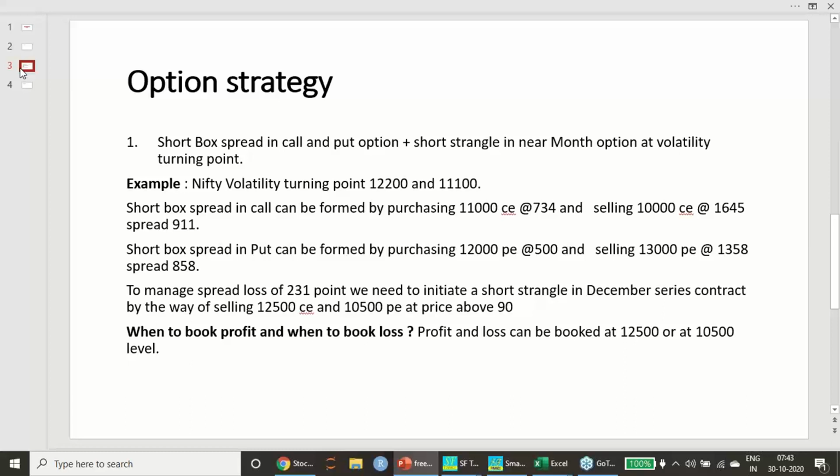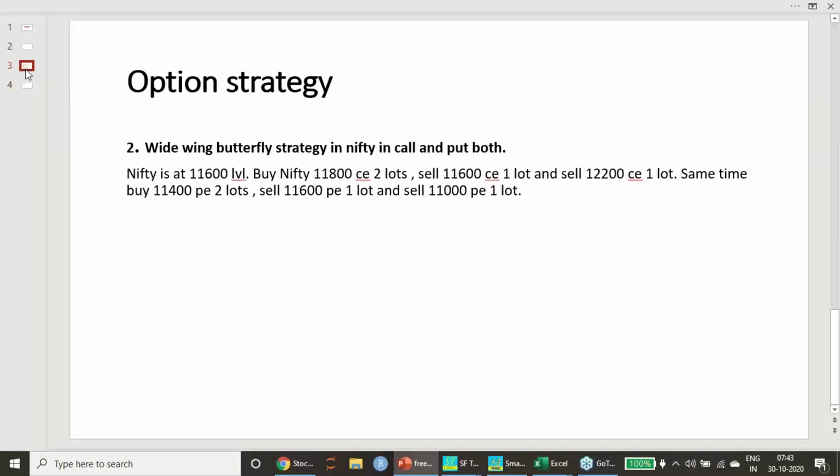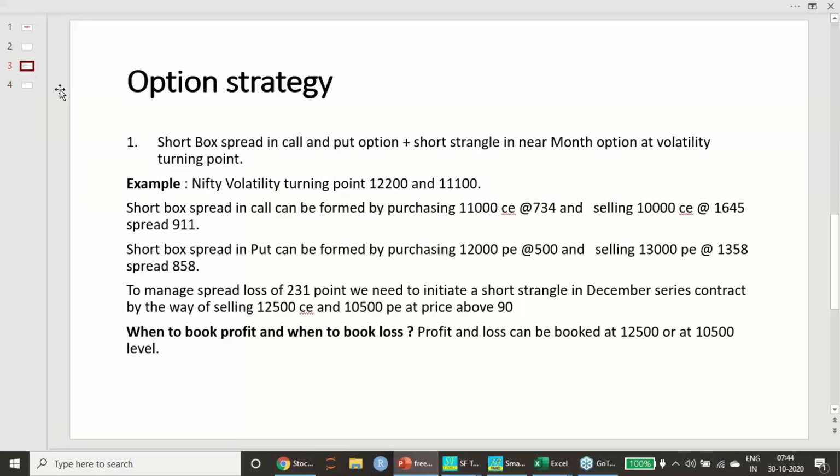The second one is the option strategy. Many of you will be dealing with option strategies. Whenever you initiate an option strategy, there are two strategies which can be beneficial at this point of time. One is a short box spread in call and put options along with a short strangle.